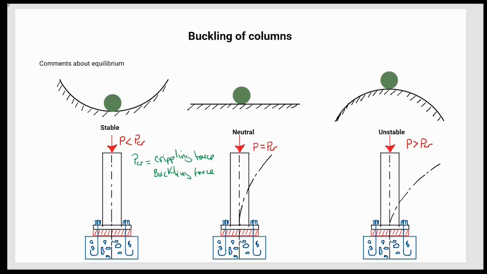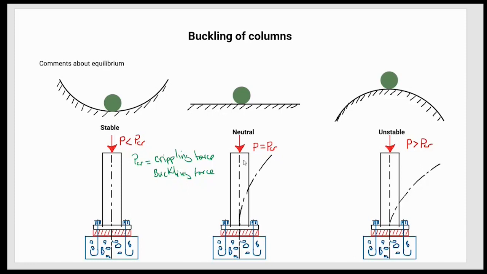Then, while the load applied to the column remains smaller than that PCR, the crippling force or buckling force, you can consider that the column is in stable equilibrium. When that force matches the value of the crippling force, like in this case here, it's like imagine you're having a small rod, and you apply the force, and then you deviate, you move a little bit the application of the force towards one side.